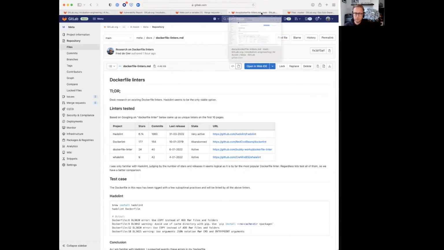Then I did some research on linters, Docker linters, because I decided to first focus on Dockerfiles, because usually there's only one in a project, which makes it a bit easier. TLDR, there are a few available, but Hadolint is by far the most popular and the only viable choice, as the others are not maintained or just not production ready compared to Hadolint.